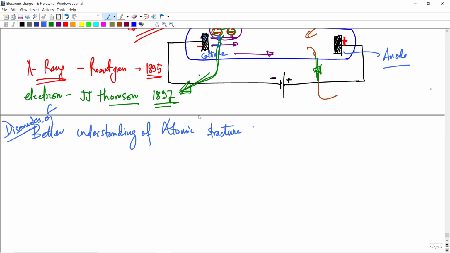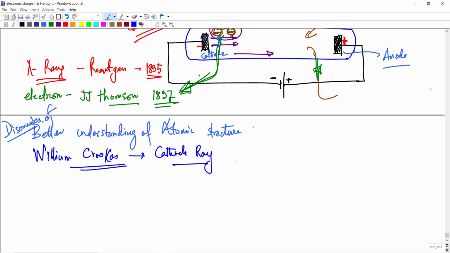So William Crookes discovered the cathode ray, or cathode ray tubes, or like that. Approximately in the 1870s he discovered the cathode ray. And the ray from the cathode is considered a stream of fast moving negatively charged particles.